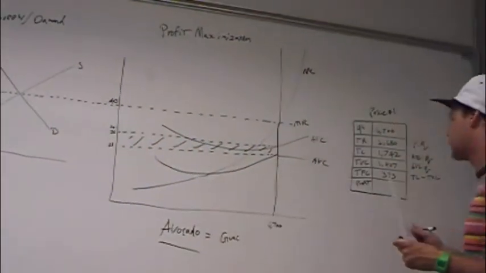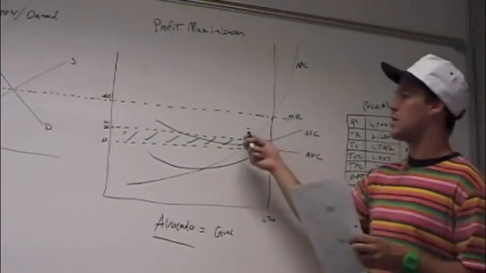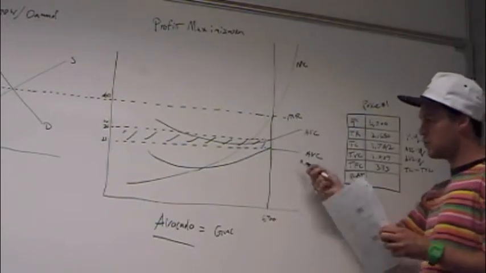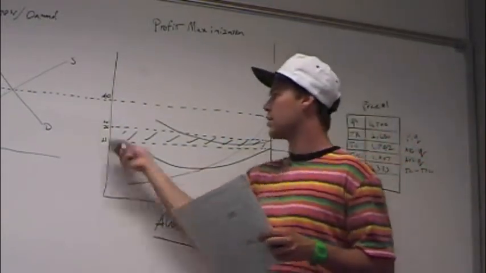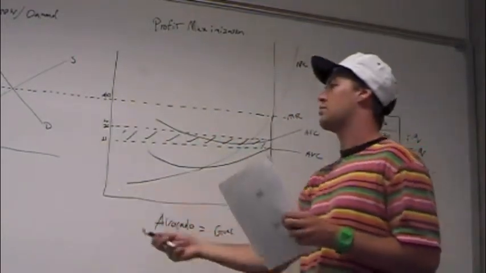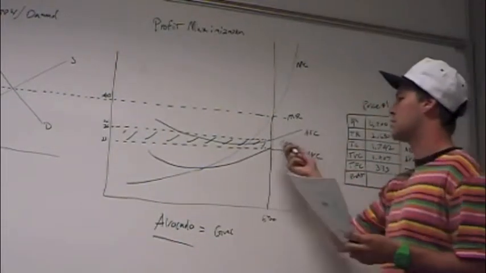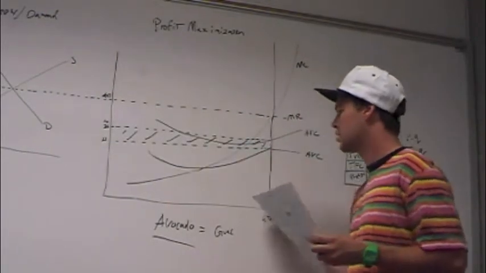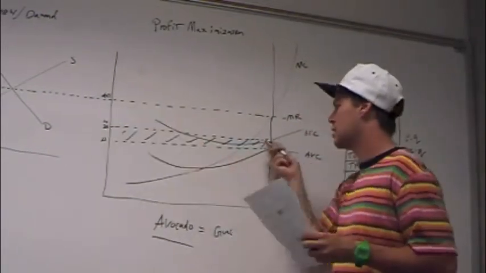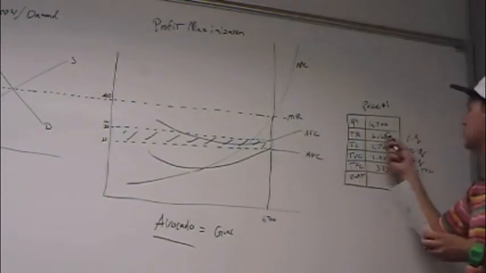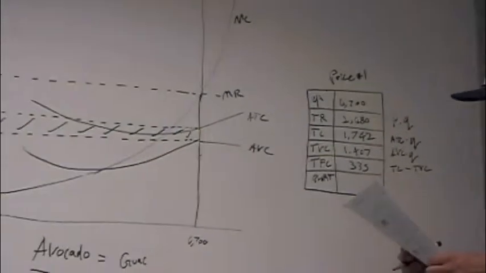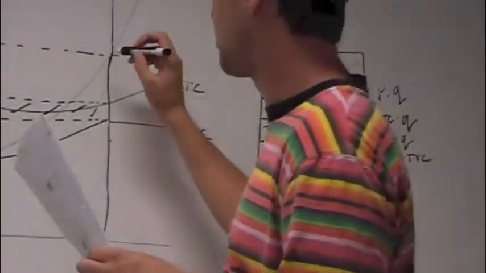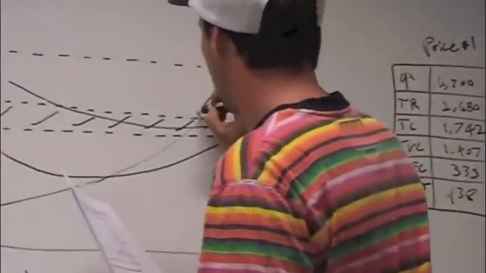Now, when talking about profit, we also use our boxes. So we find this big box right here as our total revenue box, shown all throughout here. And then we also find our total cost box, which is right here, using our average total cost. So it's this big box minus this littler box. So it's this number minus this number, and finding our profit of 938. Finding our profit right here.